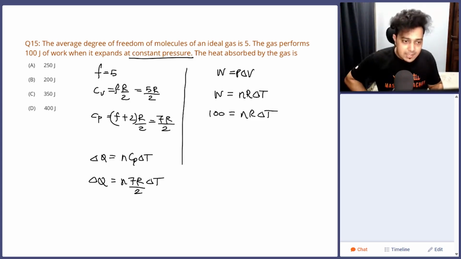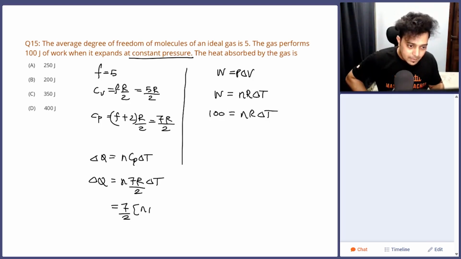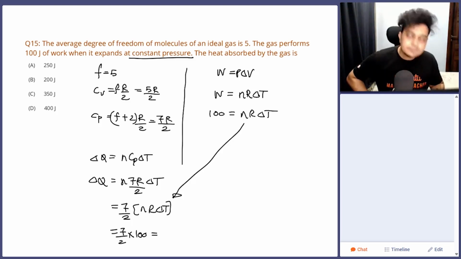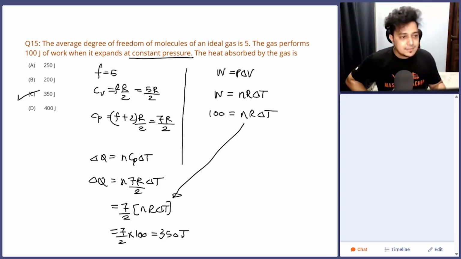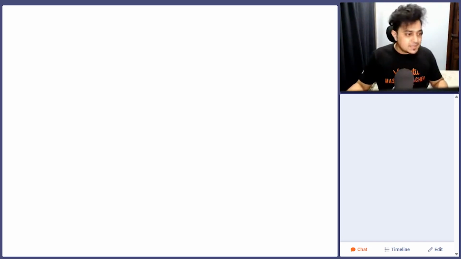Okay, so nR delta T substitution is ready. Keeping 7 by 2 aside, nR delta T is 100. So we use this value over here: 7 by 2 into 100, and that gives you 350 joule as the answer. See the answer here. Clear? Okay, let's move on to the next question.